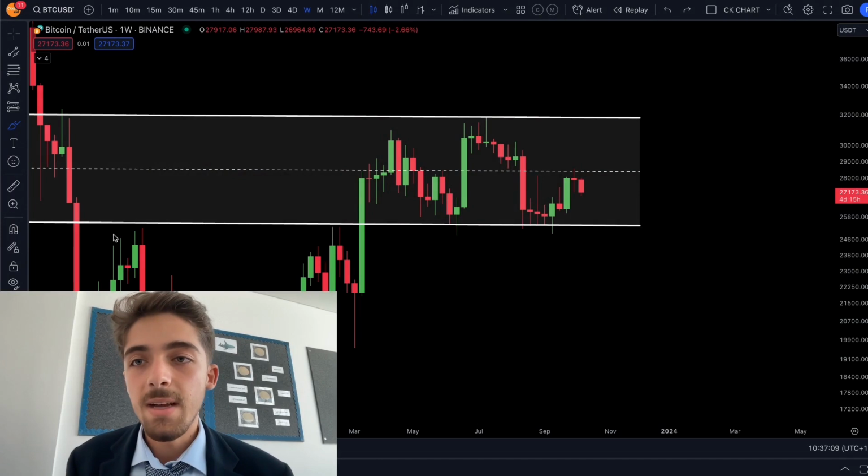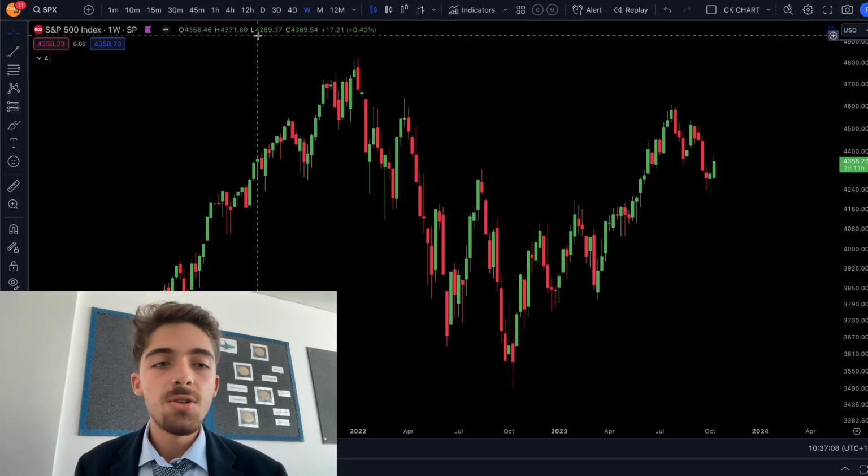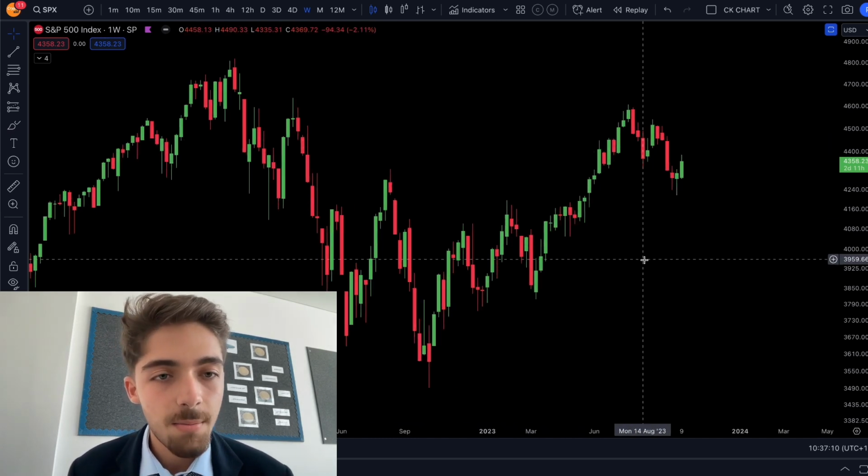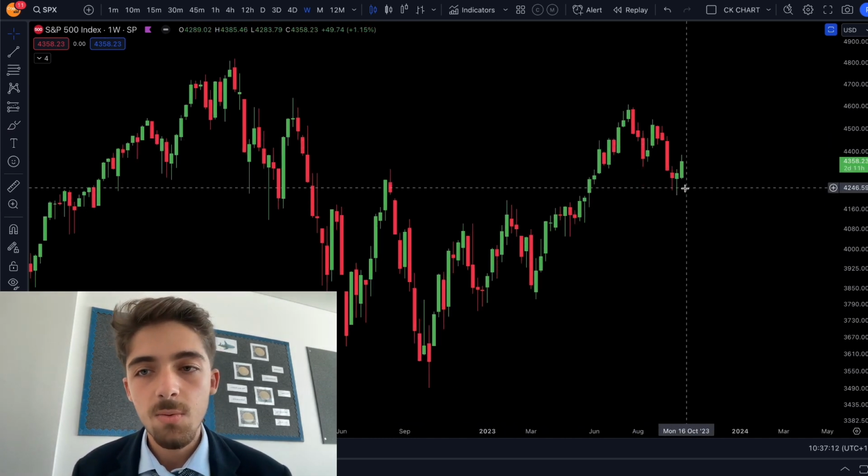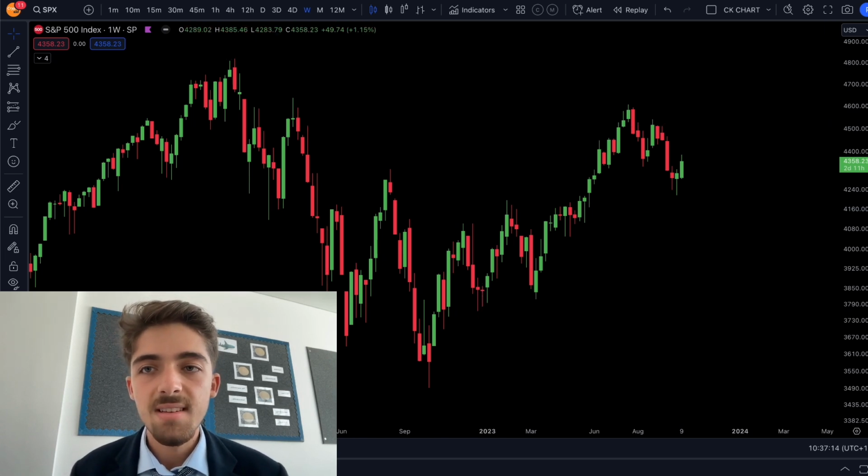That's why I like to DCA into Bitcoin, because of course, when it's at cheaper prices, it's always better to buy. Now let's go into the traditional markets. The S&P 500 is seeing a little bit of a spike towards the upside. Nothing too drastic over there.